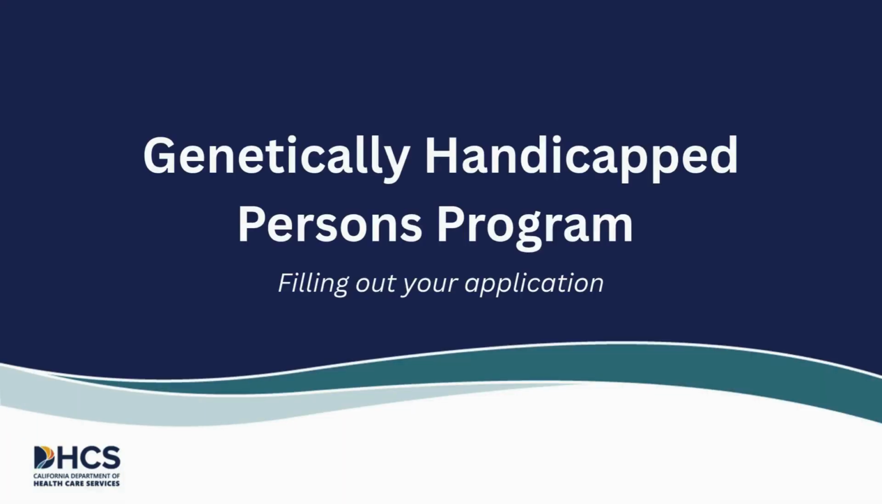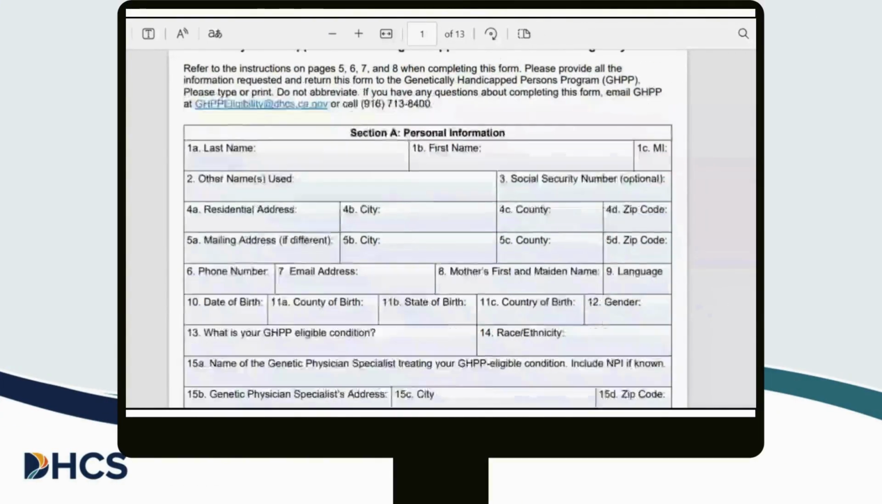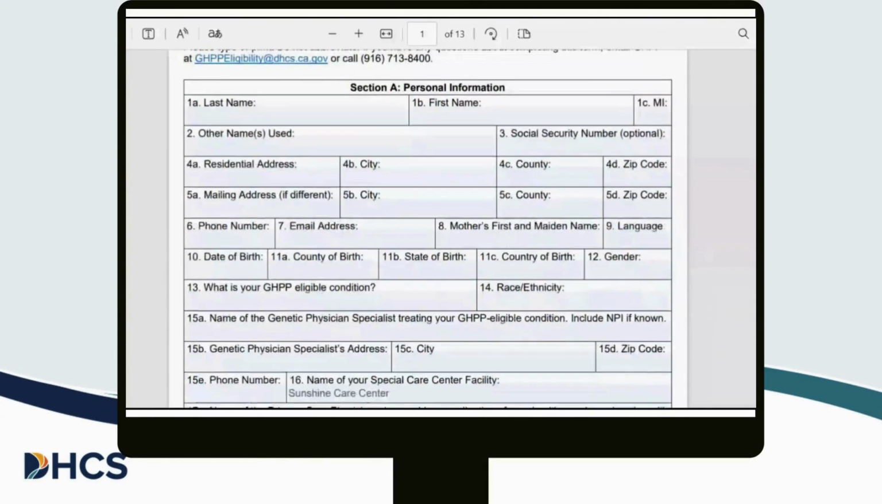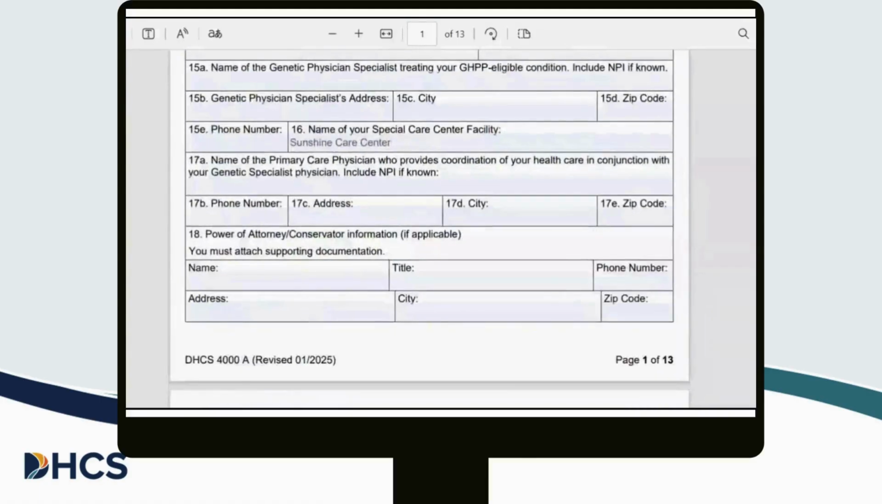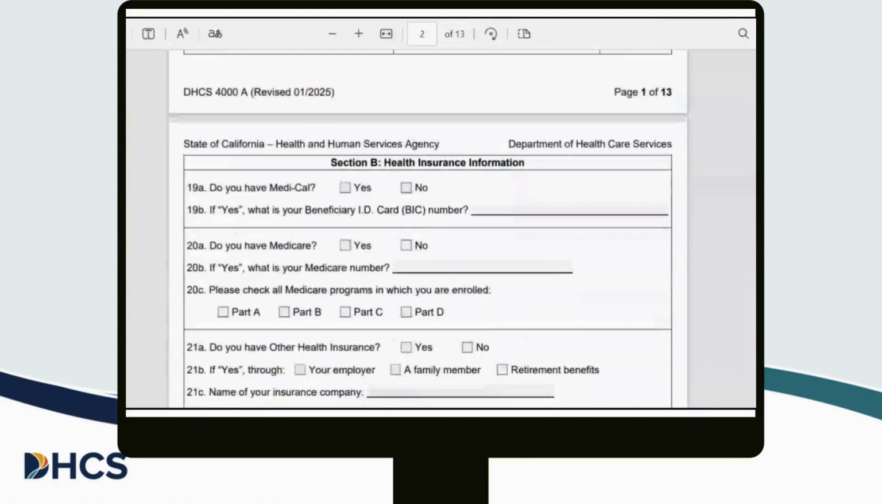For the sake of this tutorial, we won't go over how to fill every question and field, but rather focus on the fields we feel you may need most guidance on filling out. The first page, Section A, begins by asking basic questions such as your name, residential address, and doctor's information.